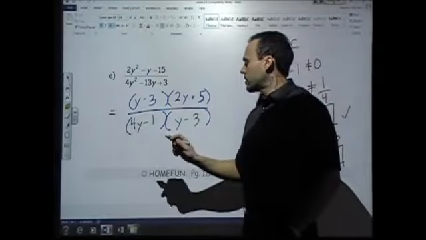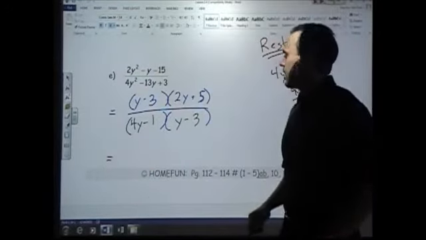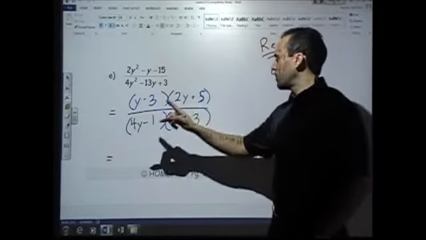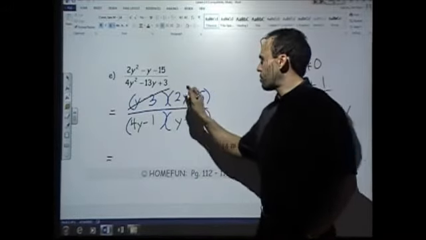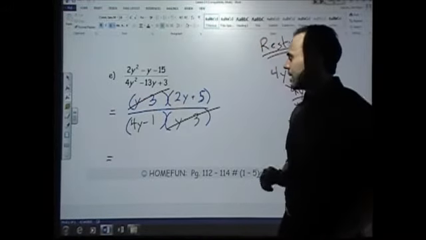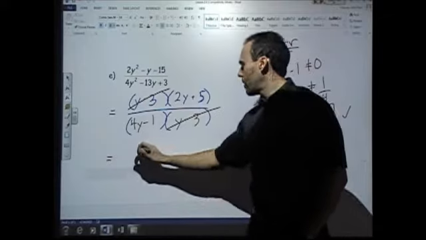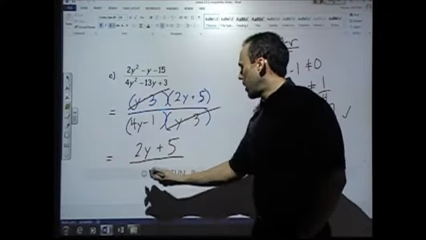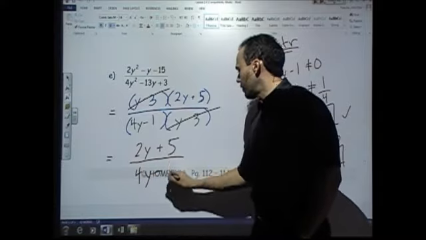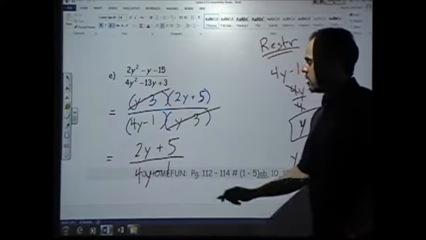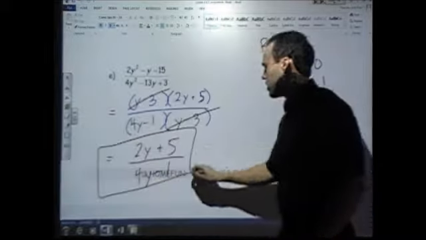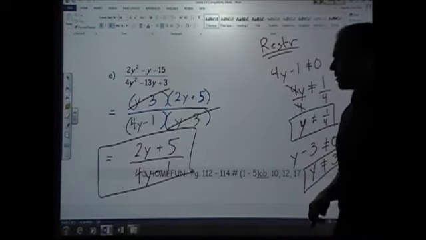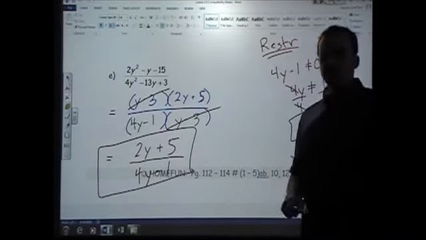And then step 3 is cancel out the like terms. So this is all multiplication on top and bottom. This bracket divided by the same bracket is just 1. So on the top, without the brackets, now I'm just going to write 2y plus 5. And on the bottom, 4y minus 1. Of course, if you like the brackets, do that. You can't cancel anything else out because it's not multiplication or division anymore, just addition and subtraction.